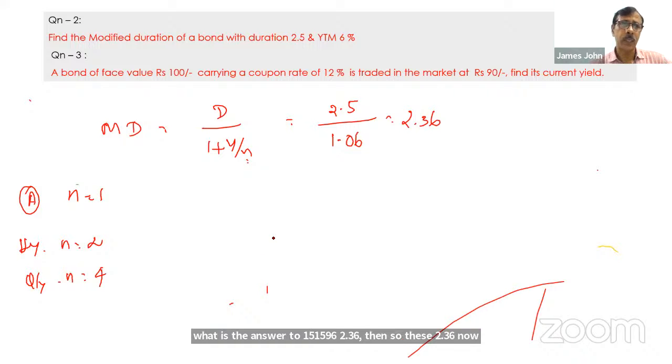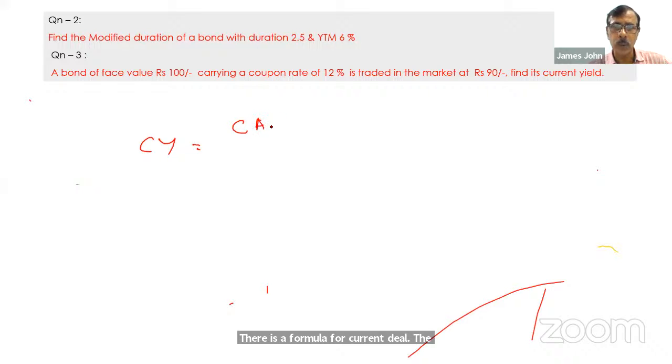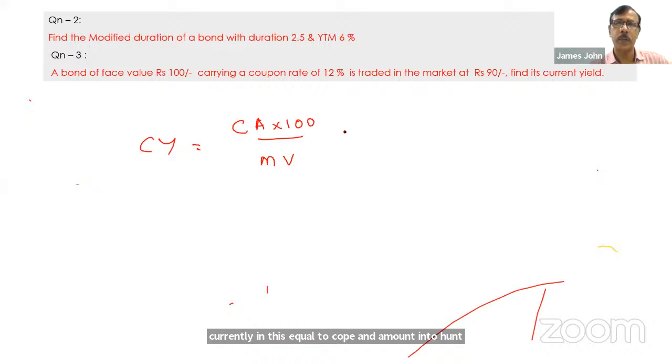Now, the next question is, a bond of face value 100, carrying a coupon rate of 12%, is traded in the market at 90. What is the current yield? There is a formula for current yield. The formula is, current yield is equal to coupon amount into 100 by the market value.